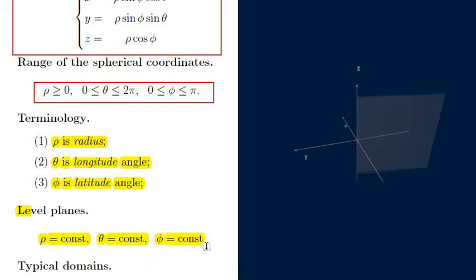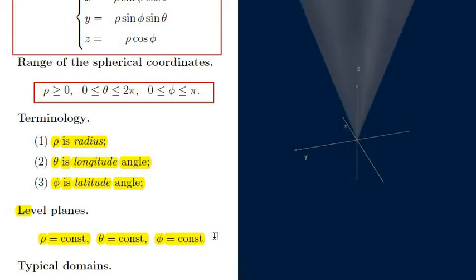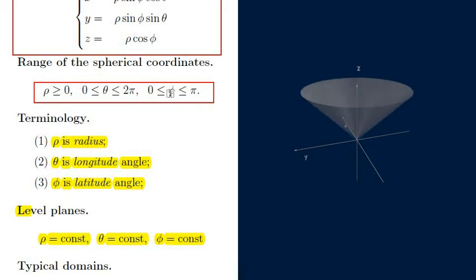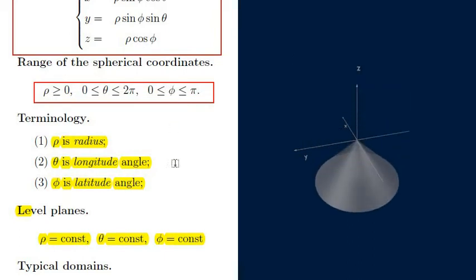And finally, level plane phi equal constant. In XYZ space, it is given by a cone. It's the cone which grows upwards in the positive direction of z-axis when phi is between 0 and pi/2, and that's the cone which grows downwards towards the negative direction of z-axis when phi comes from the range pi/2 to pi.